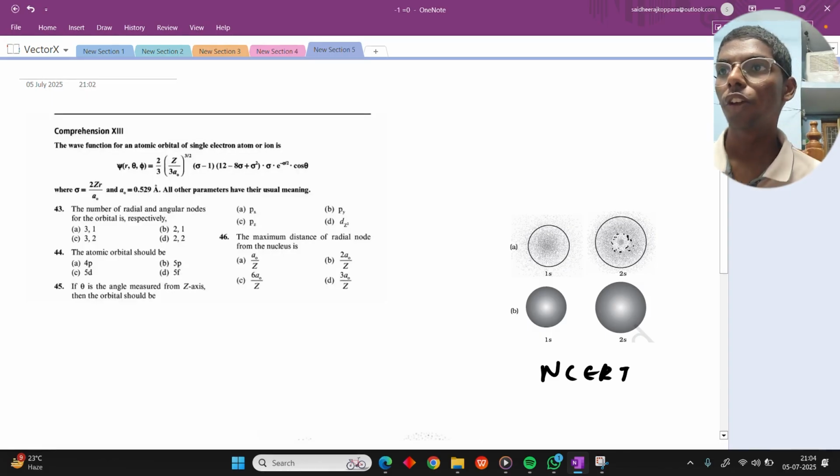Hey everyone, today we are going to solve this Schrödinger wave equation where psi of r, theta, phi is 2 by 3 times (Z by 3a naught) whole power 3 by 2 times sigma minus 1 into 12 minus 8 sigma plus sigma square into sigma into e power minus sigma by 2 into cos theta.